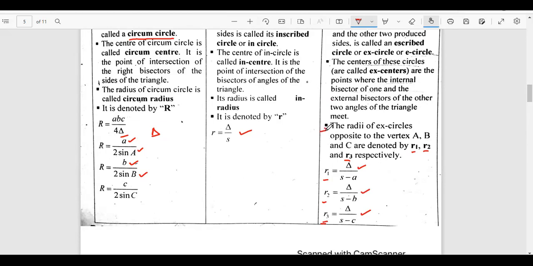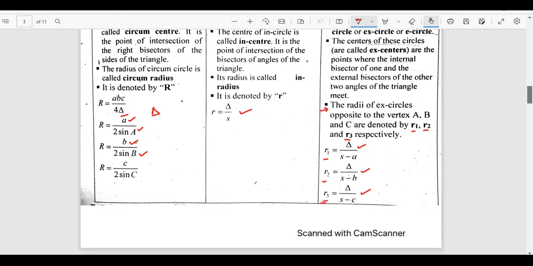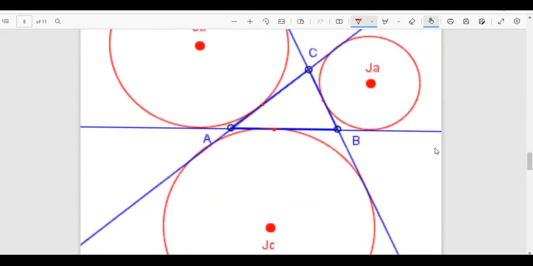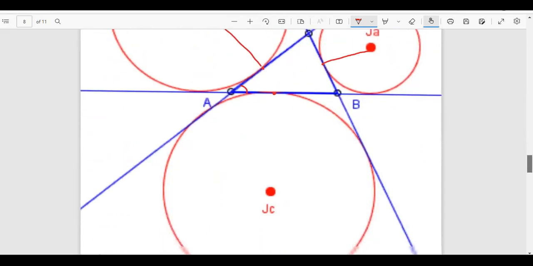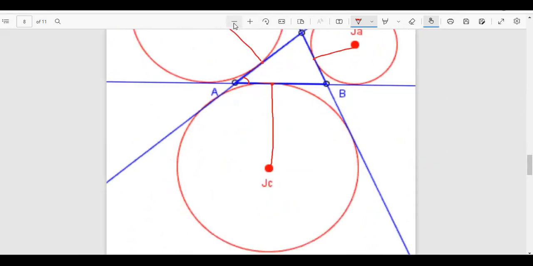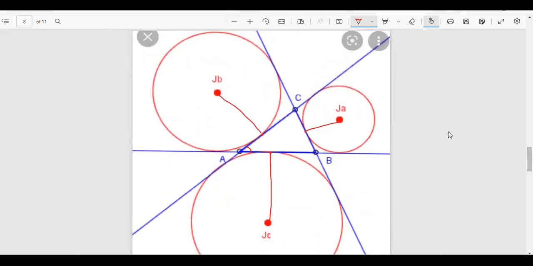Just read this line once again. The radii of the excircles opposite to the vertices A, B, and C are denoted this way. This is the triangle. This would be the radius of A. This is the radius of B. And this is the radius of C. Okay, so do not get confused. We just have one triangle here.